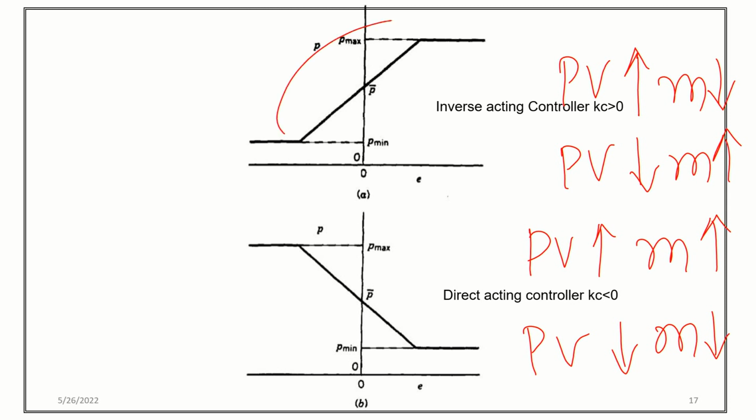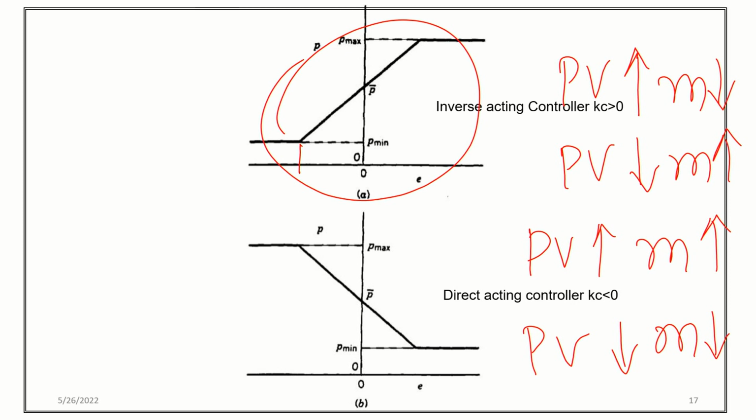This one, the upper diagram, is called an inverse acting controller. The other name for inverse acting controller is positive gain controller, because its gain is always greater than 0. I will tell you why. Suppose the graph, please note it down.